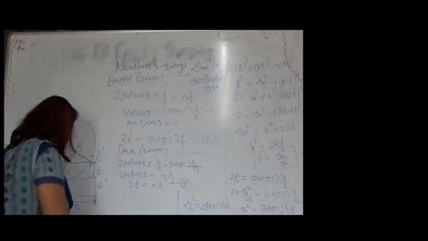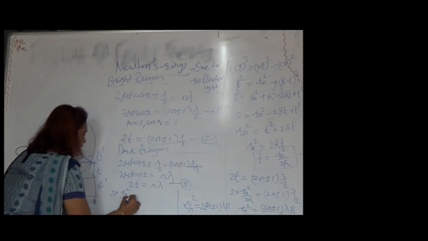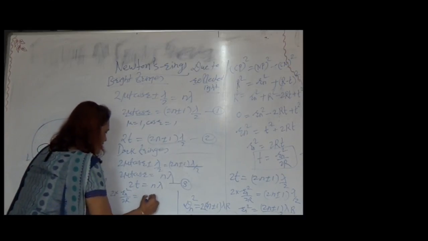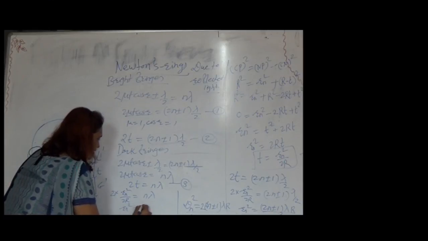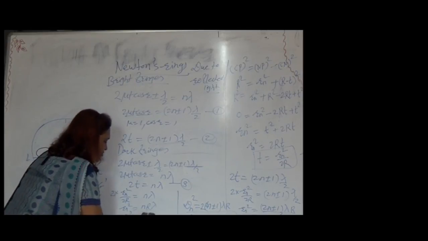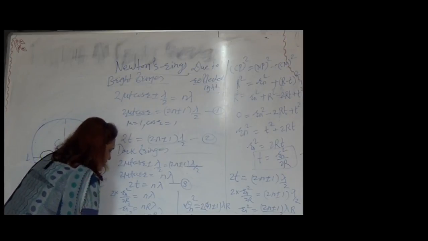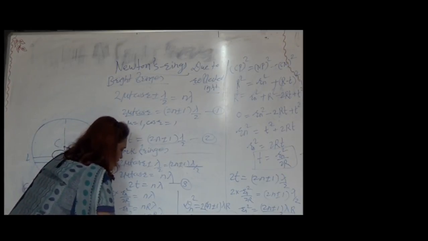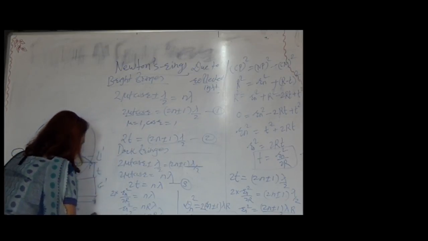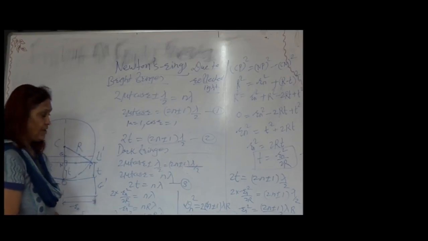Now, for dark fringes we observe that 2t, that is rn square upon 2r, is equal to n lambda. So, rn square is equal to nr lambda, and in terms of diameter we will get Dn square is equal to 4nr lambda. So, the value of Dn is equal to the square root of 4nr lambda, and then we can say that Dn is directly proportional to the square root of a natural number, and denote it as equation number 5.